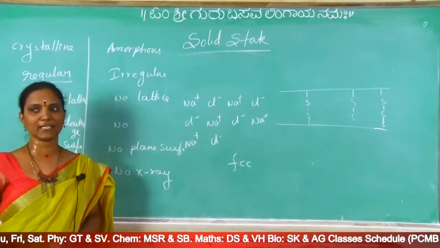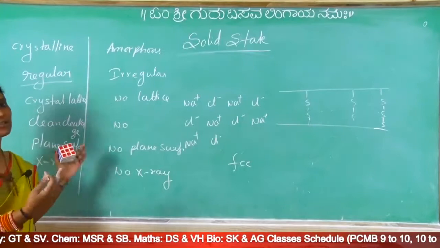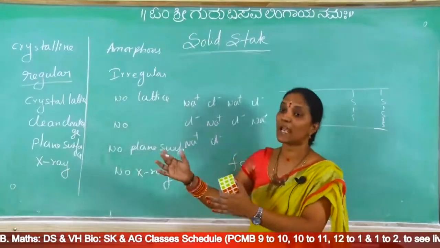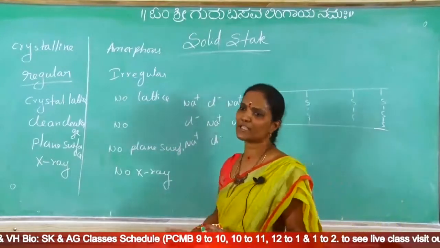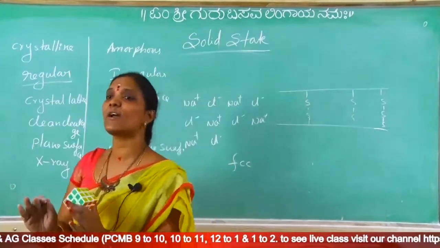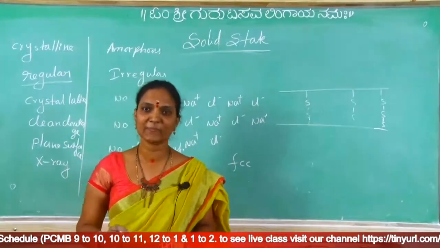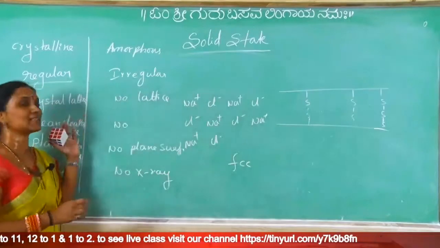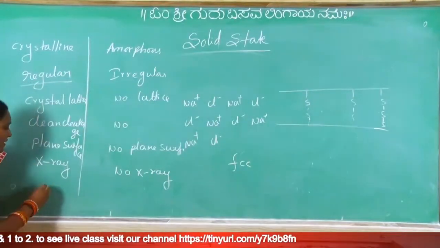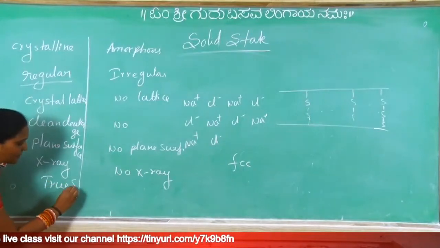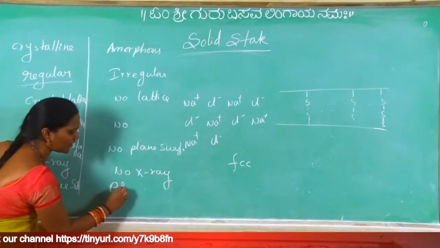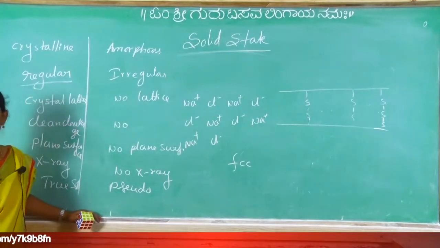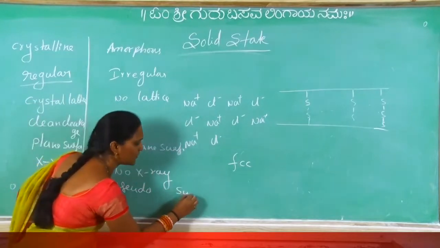Crystalline solids show X-ray diffraction. Here a plane surface is there, here no plane surface. Here clean cleavage is possible, here no clean cleavage, because they have a definite crystal lattice, here no definite crystal lattice. Why do they have a definite crystal lattice? All the constituent particles are arranged in a regular order. So regular order, definite shape is there, then that is the crystalline solid. So this crystalline solid is called a true solid. And this is called a pseudo solid. Pseudo means false. Okay, pseudo solid, false solid, or super cooled liquid.